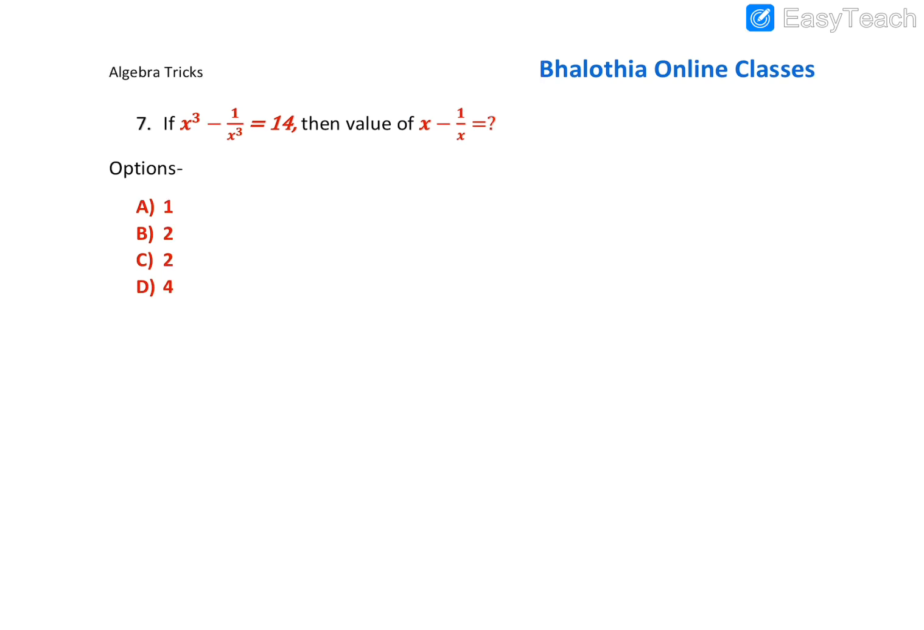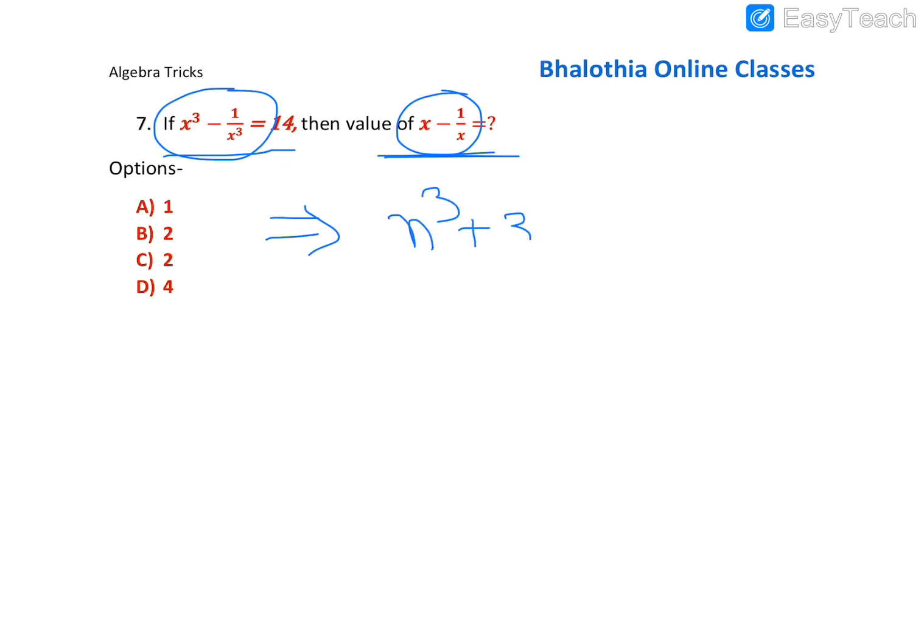Let's move to the next one, that is x cube minus 1 upon x cube is equal to 14, then x minus 1 upon x. Okay, so in this case our cube is given, right? And here minus is given, so we know the formula for cube. The formula will be n cube minus or plus, it will become plus, because minus is given. So n cube plus 3n equal to the given 14. Okay, let's see which will be the right answer for this one.